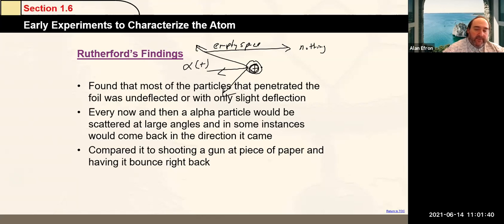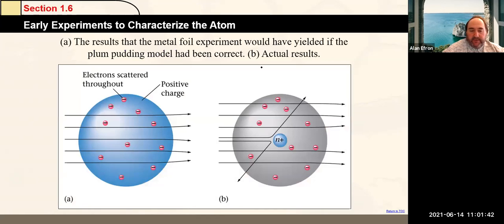So this really did throw a wrench into the plum pudding model. They expected pretty much everybody to have some type of deflection, but they didn't see that. They saw most of them went through no problem, which meant that they hit pretty much empty space. But those that got bounced off at really large angles hit this really positive core, which, as we'll talk about in a second, is what we now call the nucleus.